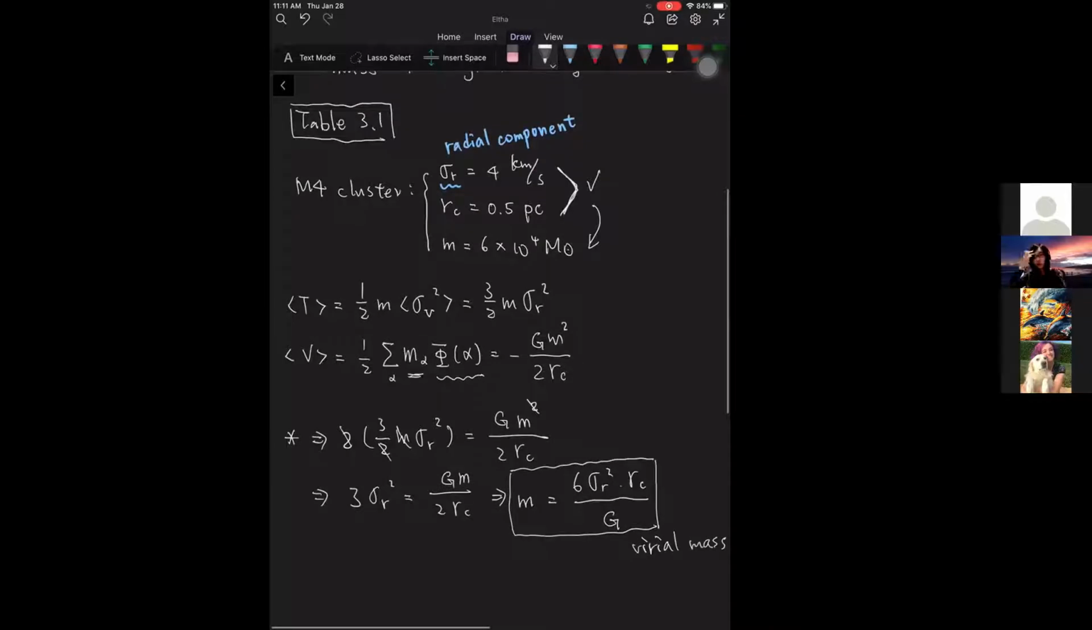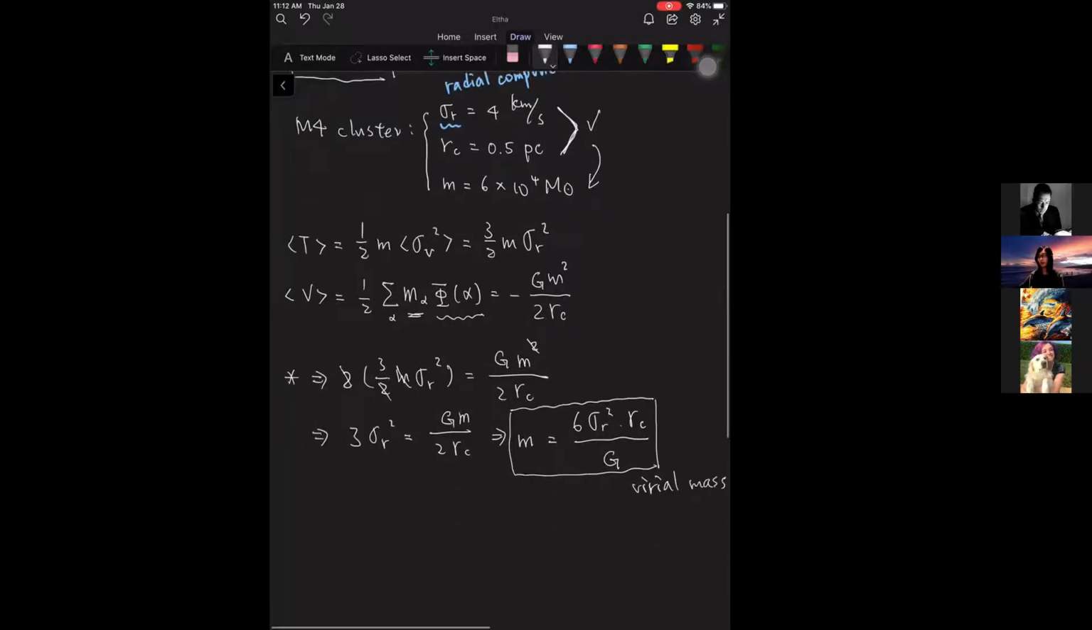Any questions so far? Let me know if this is too fast or too slow. Anything? No, seems good. Okay, sounds good. So we have derived the formula of virial mass for this object, for this cluster.